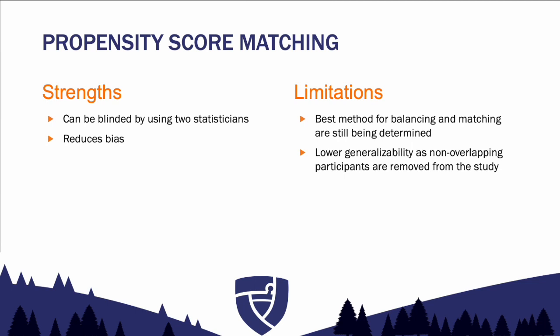Some of the limitations of propensity score matching are that the best methods for balancing and matching based on propensity score are still being determined. And then, as previously mentioned, this results in lower generalizability of the study since we are removing participants from the study.